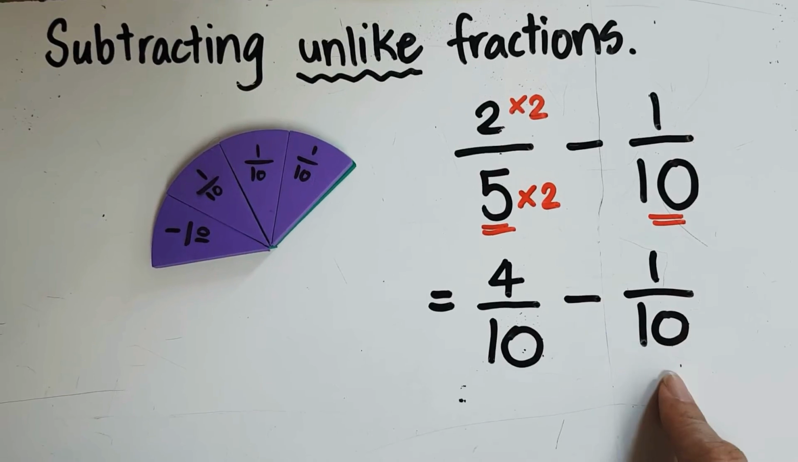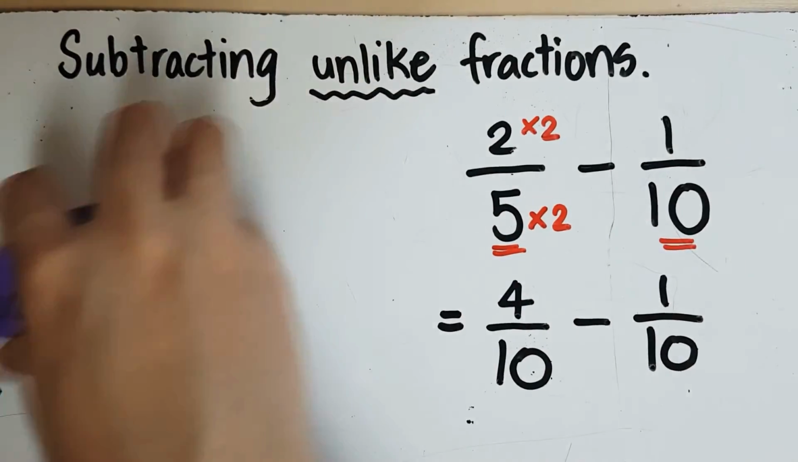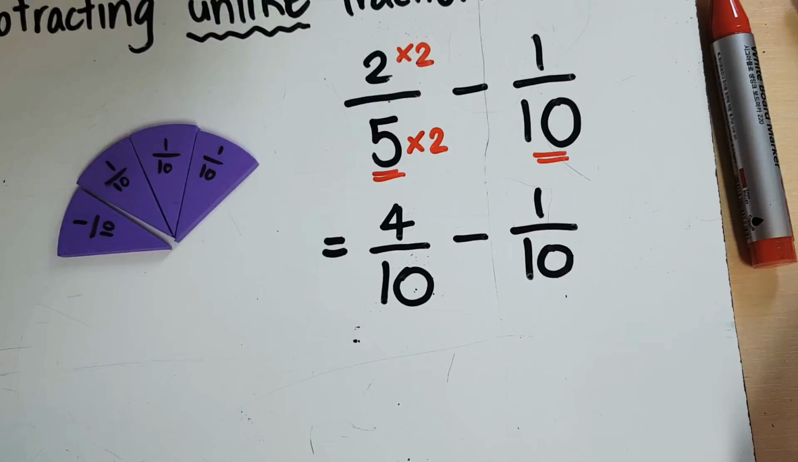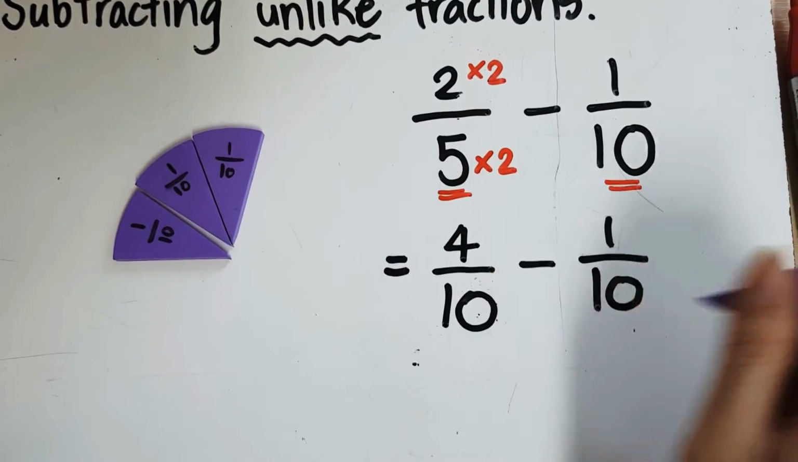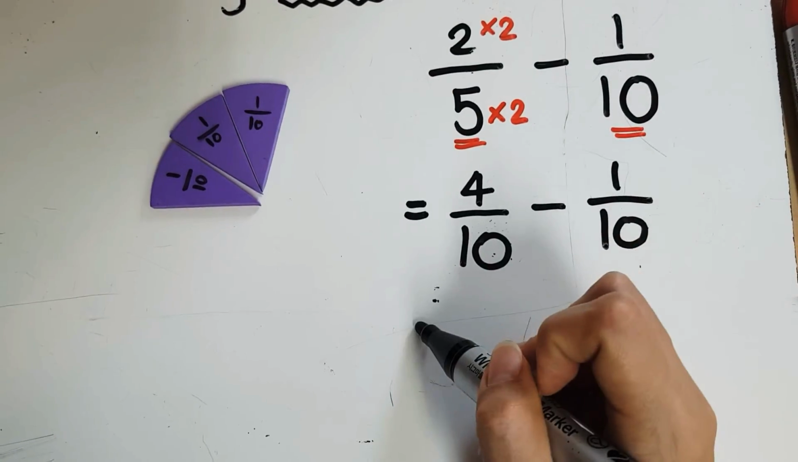So now let's look at this 4/10, and I want to take away 1/10. So I'm going to take away one piece of a tenth, and I will be left with 3/10.